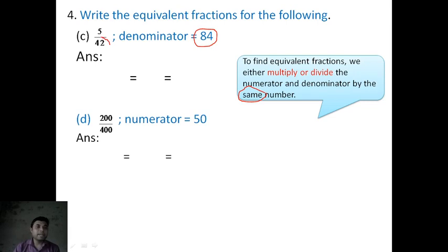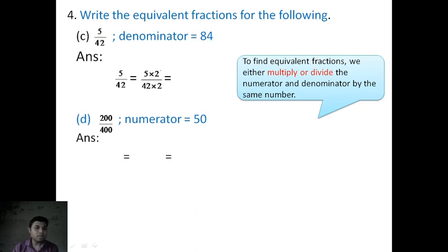Look here, given 42 and you have to make 84. So the required number is larger or smaller? Obviously it is larger than 42. If the required number is larger, we will multiply, and if it is smaller, we will divide. So here larger number, so we will multiply. By which number do you multiply 42 to get 84? 42 ones are 42, 42 twos are 84. That means we have to multiply by 2. By 2. First write it.